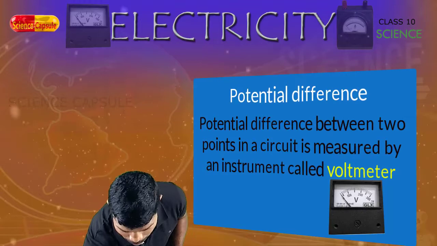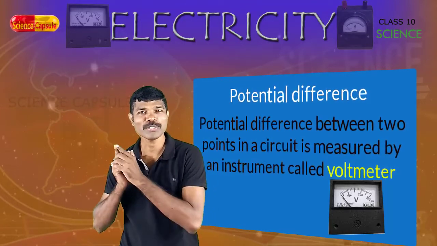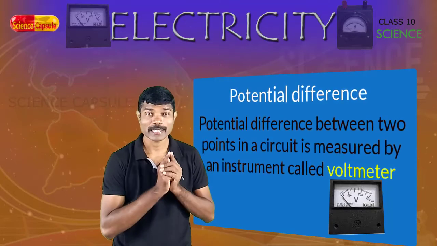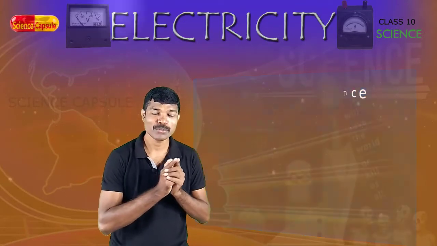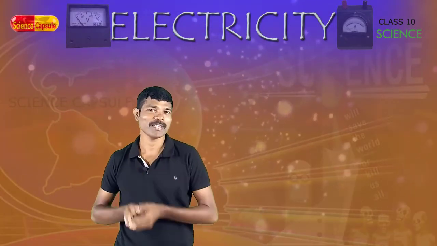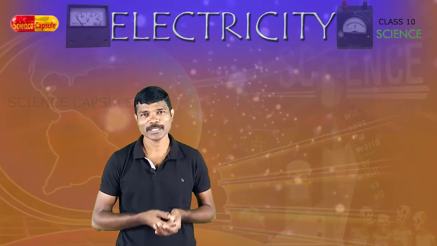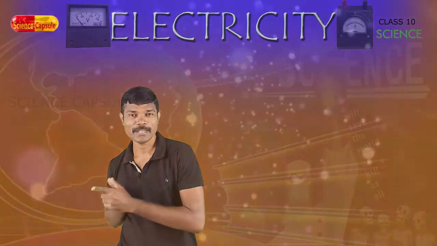And you always remember that for this potential difference, the voltmeter is always connected in parallel, whereas we have seen about the ammeter, right, to know the amount of current flowing in a circuit. Ammeter is always connected in series. What is this series and what is this parallel connection, which we will see in the later videos.